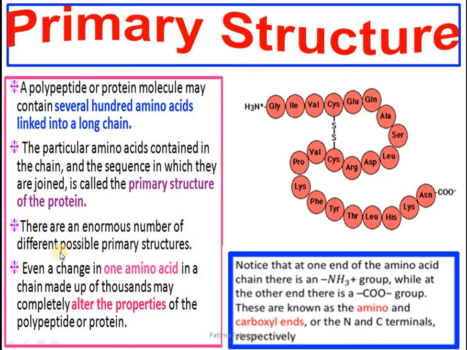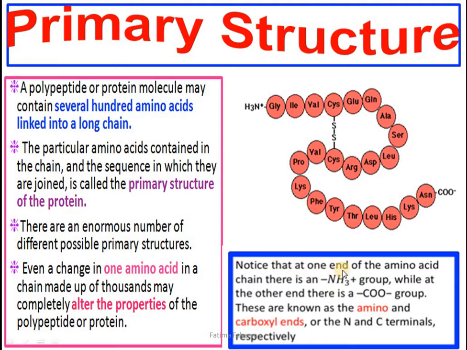There are an enormous number of different possible primary structures. Even a change in one amino acid in a chain made up of 1,000 may completely alter the properties of the polypeptide or protein. Here, you can see that different amino acids are linked together to form the primary structure, and if I change only one amino acid, it will lead to a totally different protein formation.